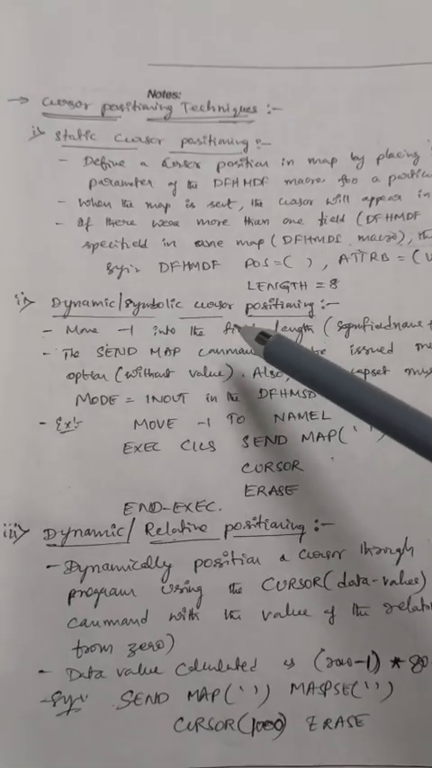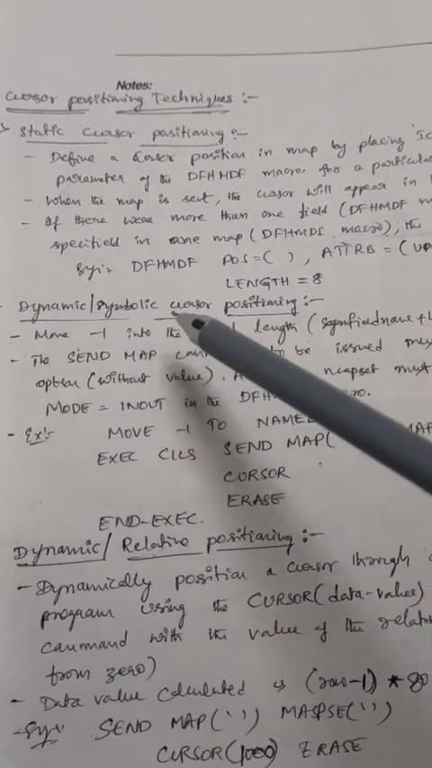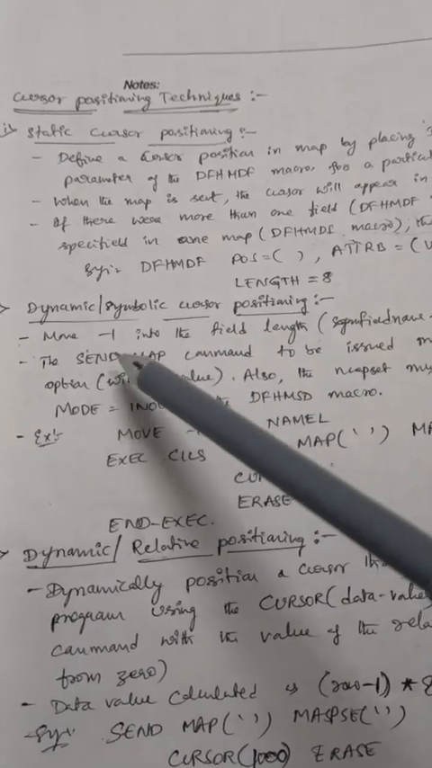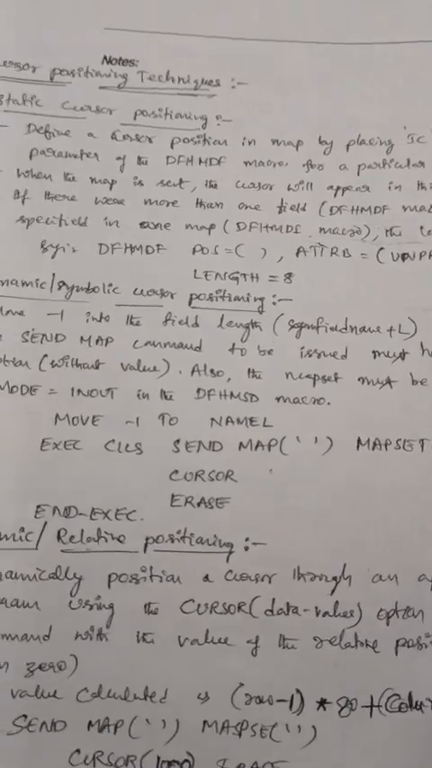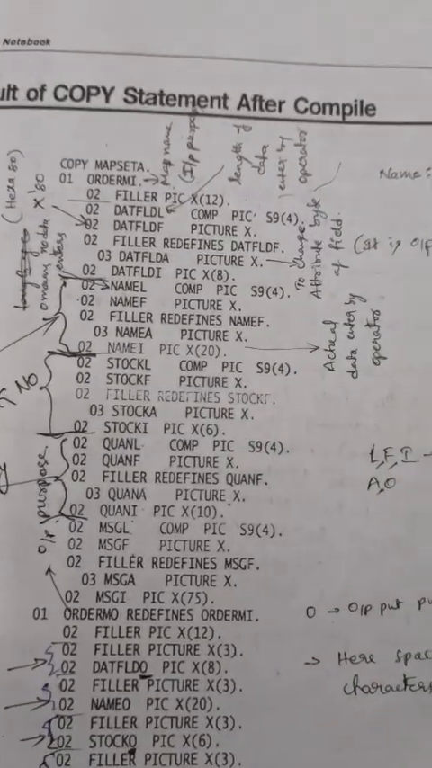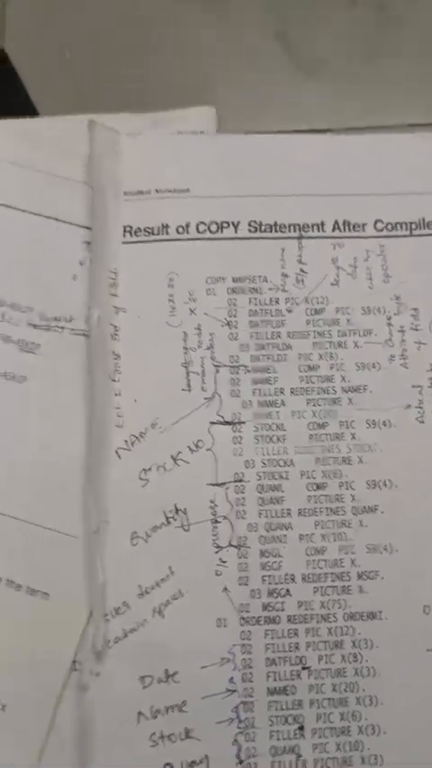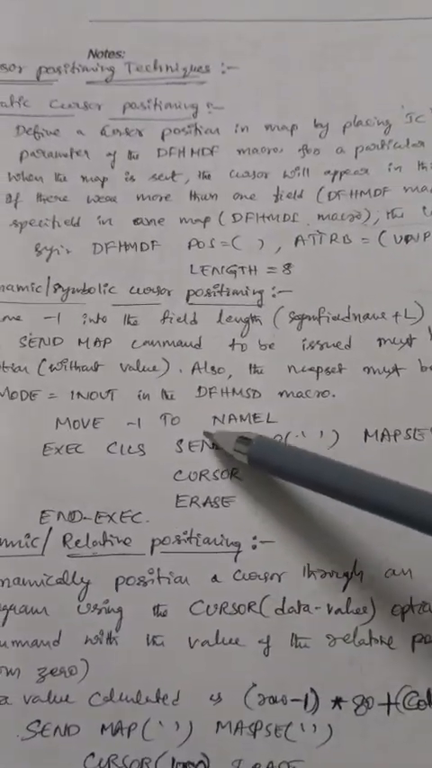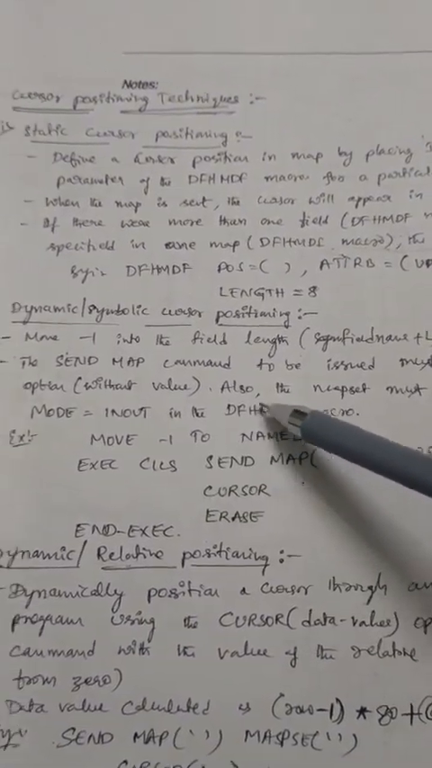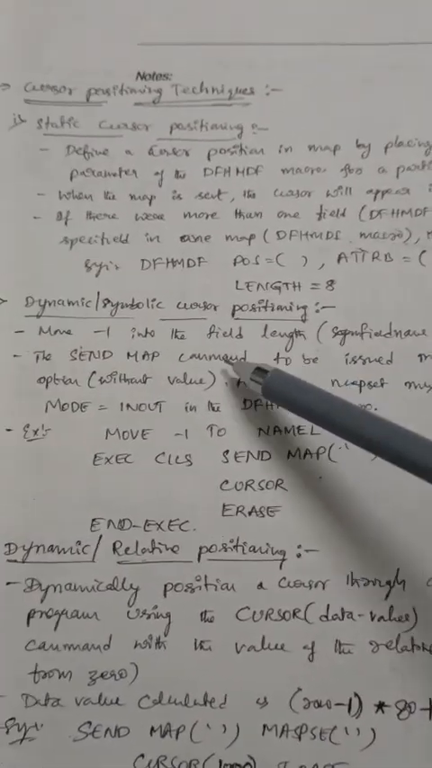Another technique is using the program to make it dynamic. This is what we call dynamic or symbolic cursor positioning. We have to move -1 to the length of the field. What is the length of the field? In our program, this is the length of the field here. So we have to move -1 to the length of the field. That's why they are telling: move -1 to the field length, the symbolic field name of the length.